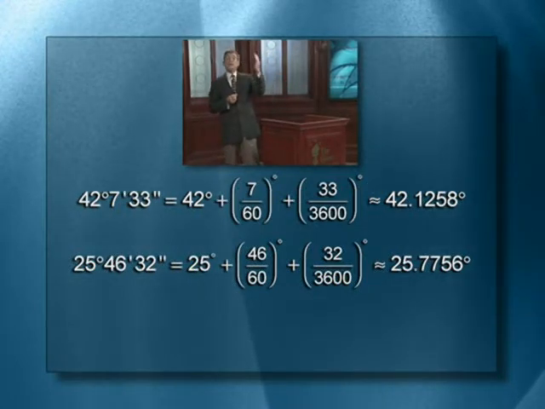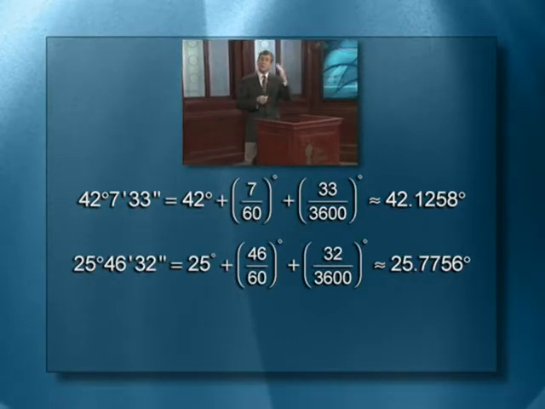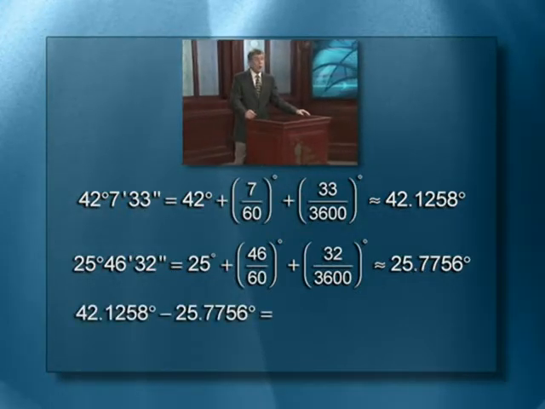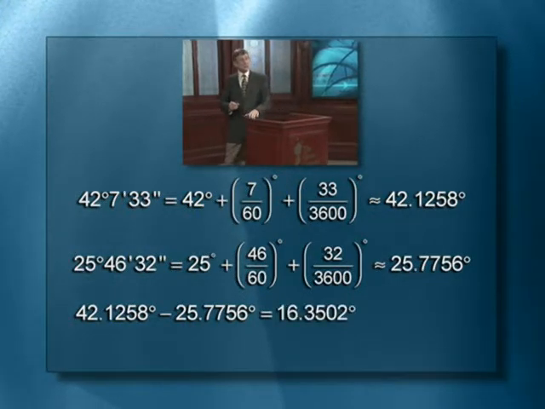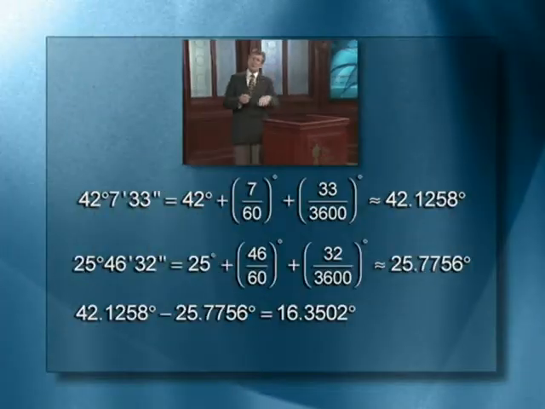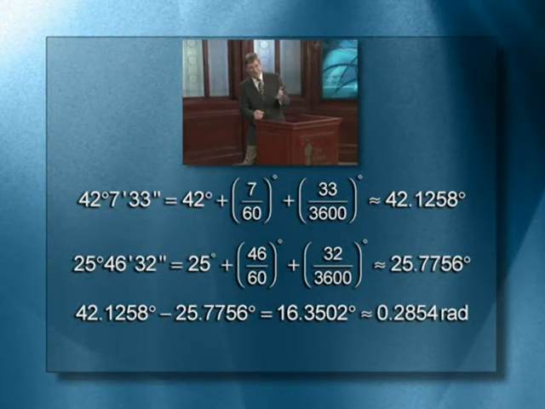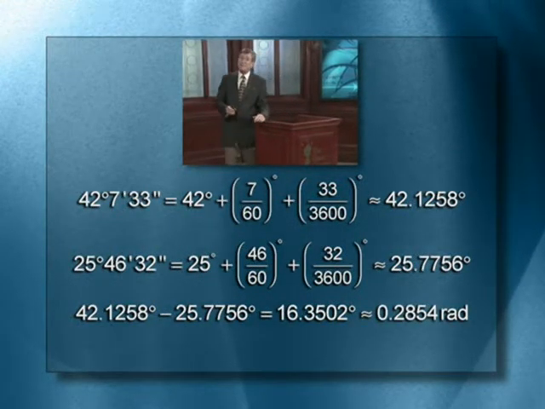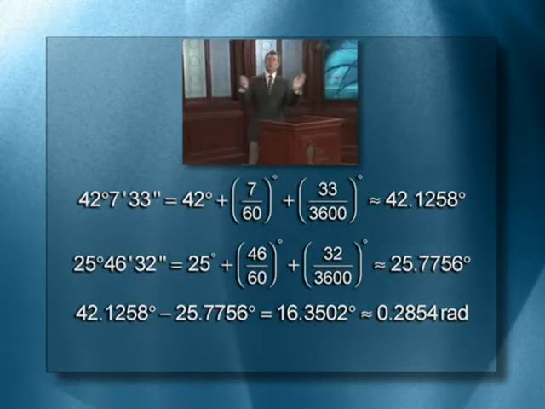So that's the degree measure of the angles that these cities make with the center of the Earth. What's the difference between the angles? Well, you subtract them. And if you subtract these two angles, you get about 16.3502 degrees. So that's the degree difference between Erie and Miami if you have the angle starting at the center of the Earth and going out to those two cities. We're in degree measure. We have to convert that to radians, don't we? And trust me, when you do the conversion, you get approximately 0.2854 radians. And now we're almost done.